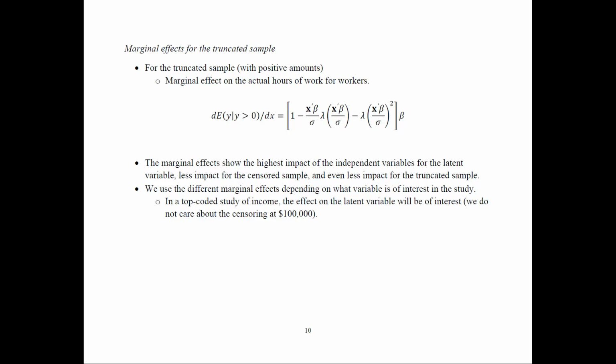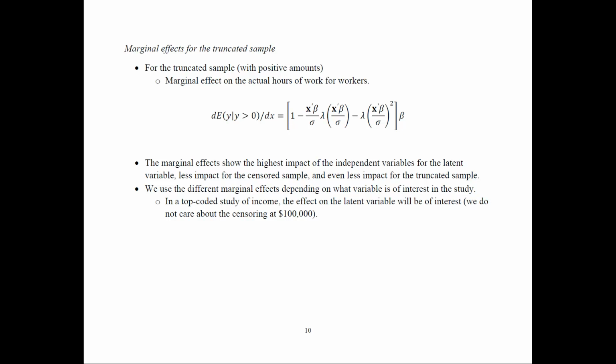Okay, and the final marginal effects would be for the truncated sample, or only the sample where we have the positive amounts in there. And the marginal effect on the actual hours of work for workers. So this will be the marginal effects of the number of hours worked for those that work positive hours. And this is a very, very complicated expression that is used to calculate those marginal effects.